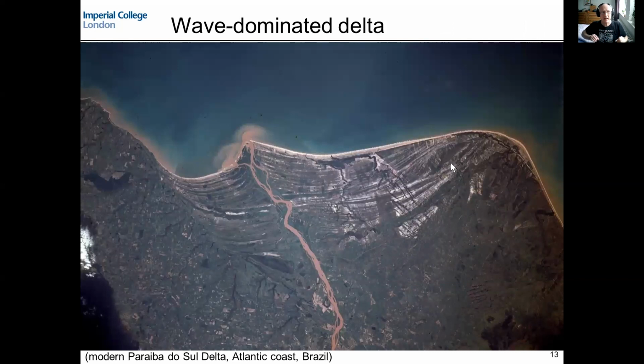Okay, in plan view, this is a picture of a modern wave-dominated delta, off the coast of Brazil. Here's the river feeding sediment to the delta. But if we look off to the sides, we see these broad areas of a relatively linear or very gently curved shoreline on both flanks of the delta. We can see the former positions of the shoreline, these stripes in here, and we can see that those shorelines are also very gently curved.